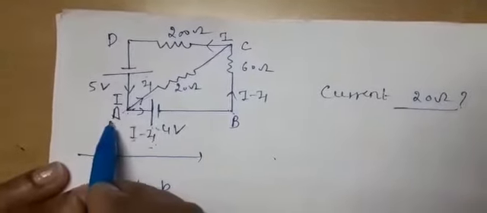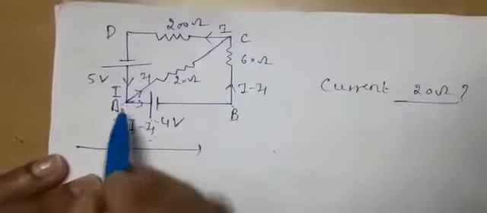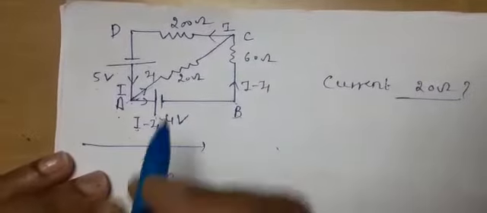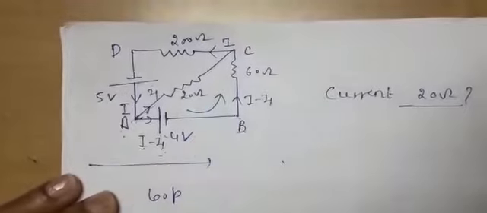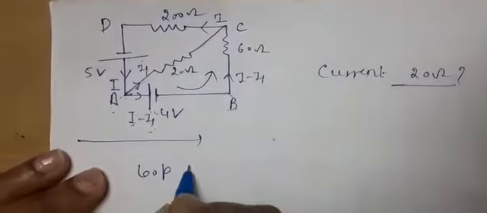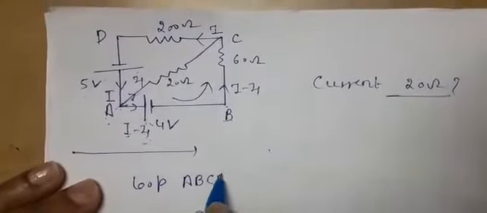Or you can take it as A, B, C, A. Any direction you can choose, either along this direction or along this direction. I am taking it along this direction. Result will be same. Loop is A, B, C, A.